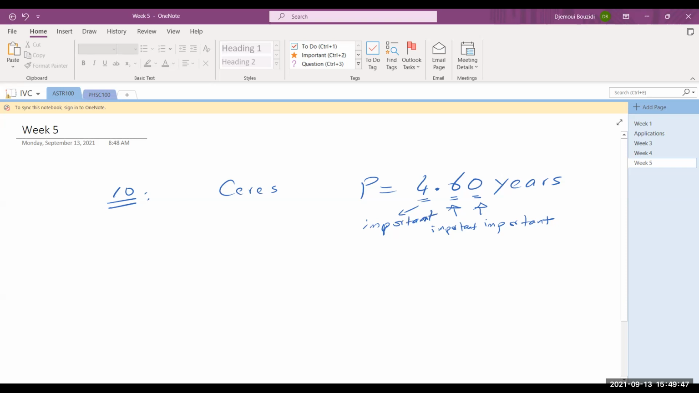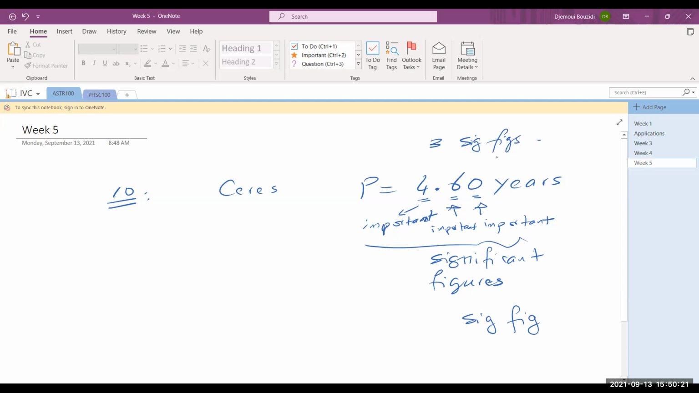We usually call them, in the jargon used day-to-day, significant figures. Sometimes people refer to them as sig figs. How many sig figs do you have? I have 3 sig figs. That means that's all I can tell. I don't have 4, so I cannot invent a new sig fig.